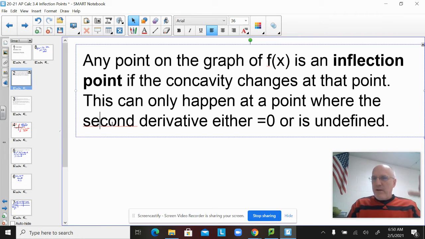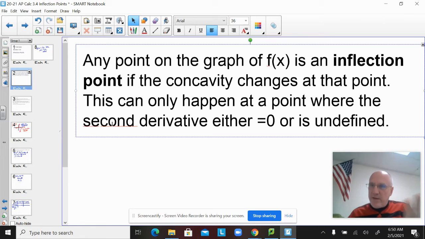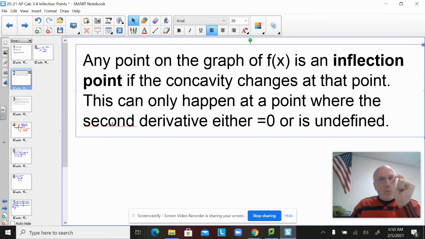Now, we did this already yesterday, when we were finding concave up and down intervals. We found the second derivative, and we figured out where it equaled 0 or was undefined. And then we made a table, and from that, we determined intervals of concave up and concave down. All we're doing here is concluding something from all that work. And so any point where the concavity changes is called an inflection point.